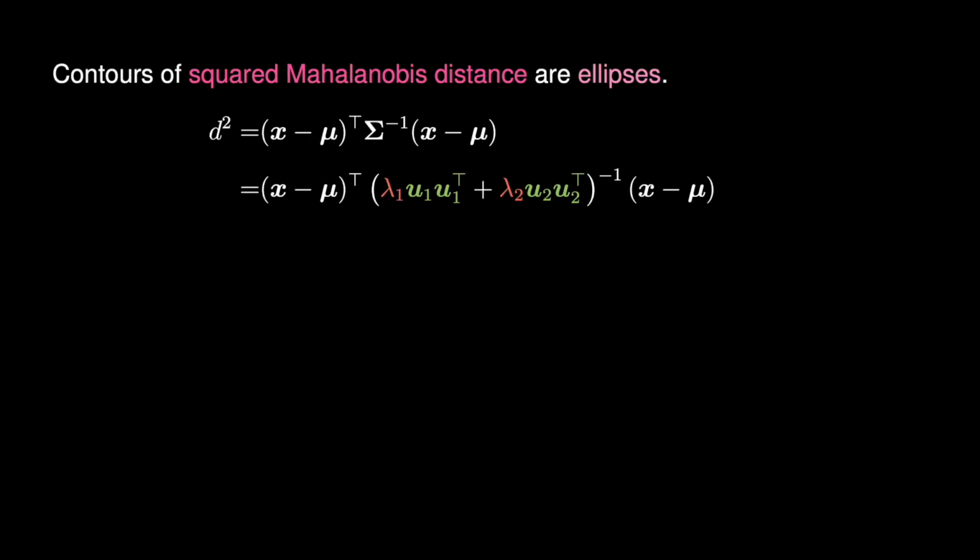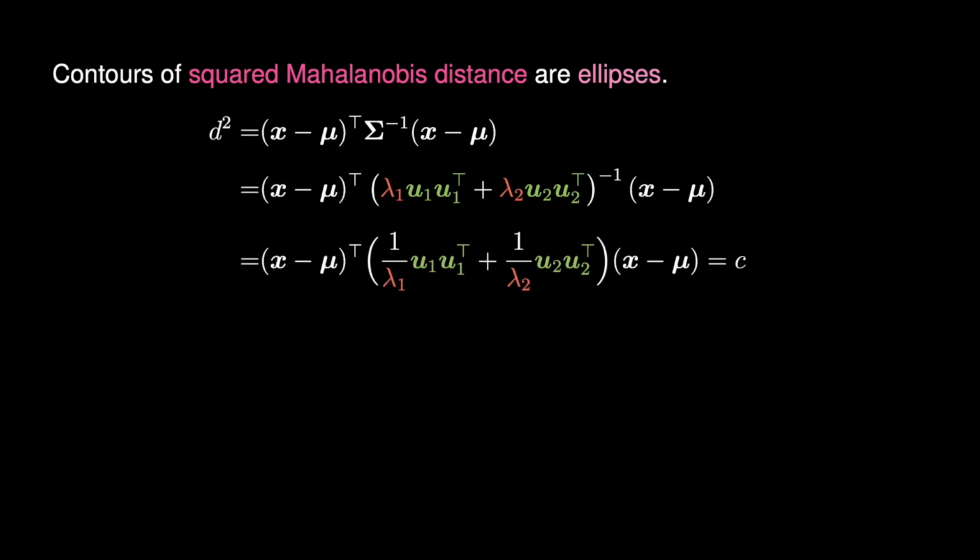Let's prove why the contours of the squared Mahalanobis distance are ellipses. We start by substituting the eigenvalue decomposition of sigma into the expression for sigma inverse. Inverting the eigenvalue decomposition flips each eigenvalue to its reciprocal. The quadratic form now becomes a weighted sum of squared projections, one along each eigenvector direction.